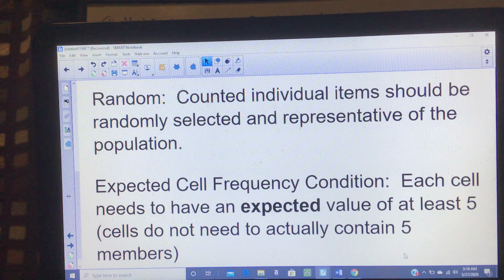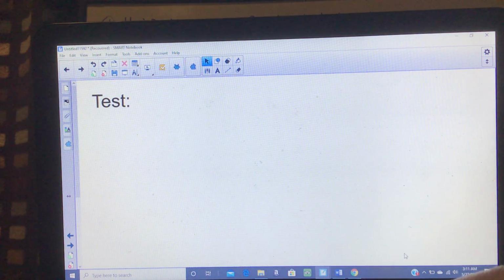So make sure that the expected value of each cell comes out greater than 5. Now, our expected value for every category is 21.33, so we meet the condition. All right? So finally, how do you conduct one of these tests?